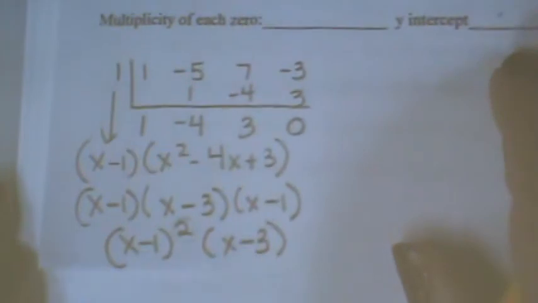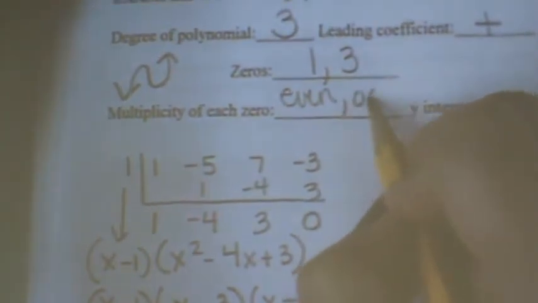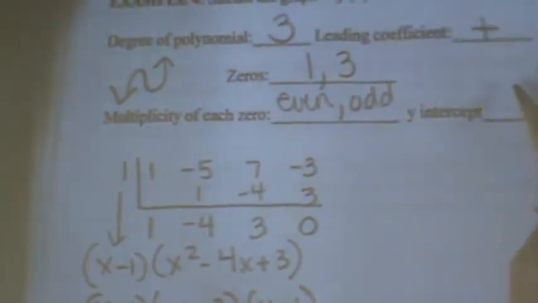So let's write everything down now. Tell me the degree of the whole thing. It's a 3, and the leading coefficient's positive. So this thing's going to be shaped like that. My zeros are 1 and 3, and the multiplicity of 1 is even, so it's going to touch, and 3 is odd, it's going to cross. The y-intercept, when it's in standard form, will be the constant, so 0, negative 3.